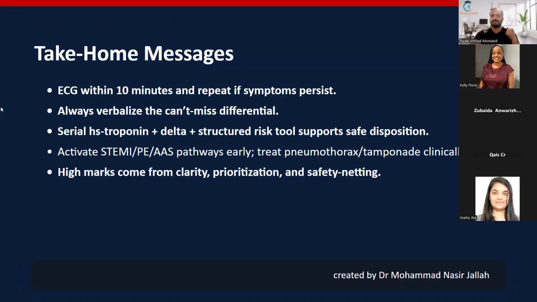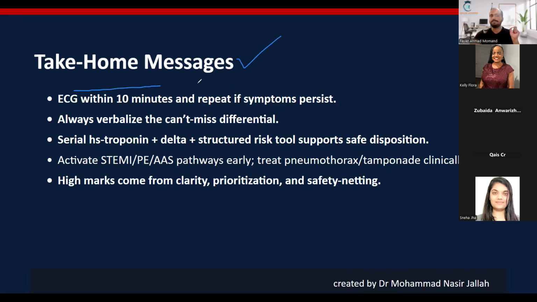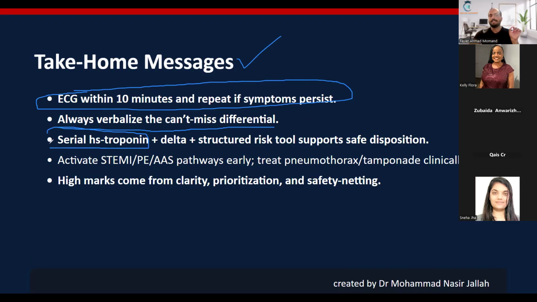Now, take-home messages for IMGs: ECG to be done within 10 minutes and repeated every 15 to 30 minutes if symptoms persist. Verbalize the can't-miss differential. You have to tell the examiner that you know what you're looking for. High-sensitivity troponin is to be done in a series, not just one, and look for the delta, the sudden abrupt jump in the troponin levels, and use a structured risk tool like HEART or any other that you are comfortable with or your hospital uses.